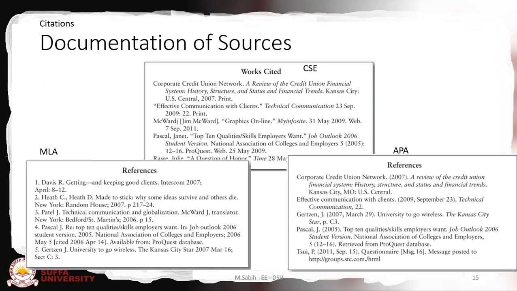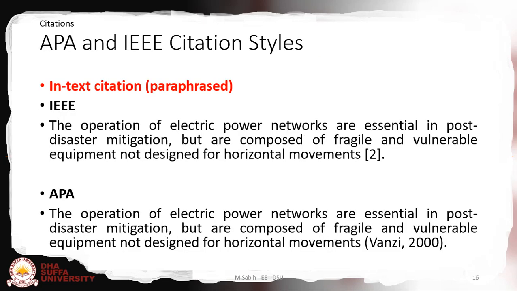Here is an example of APA style. This is how the reference page is developed in APA. CSE style, this is how, and it is called works cited in APA. In MLA, it is also called reference, just like in APA. So these are the three styles of referencing in this citation. Now APA and IEEE citations, as we are going to use them most of the time.